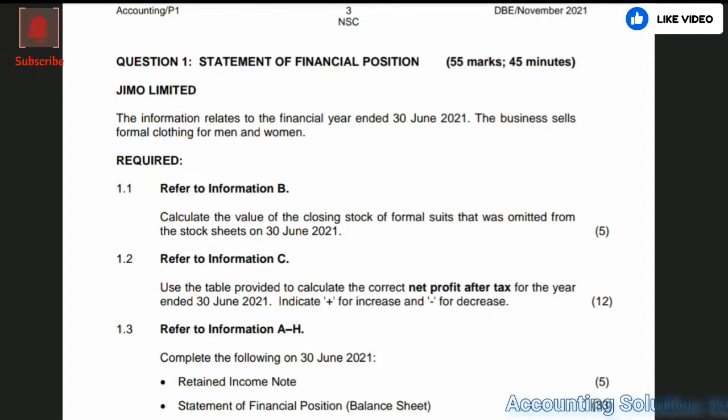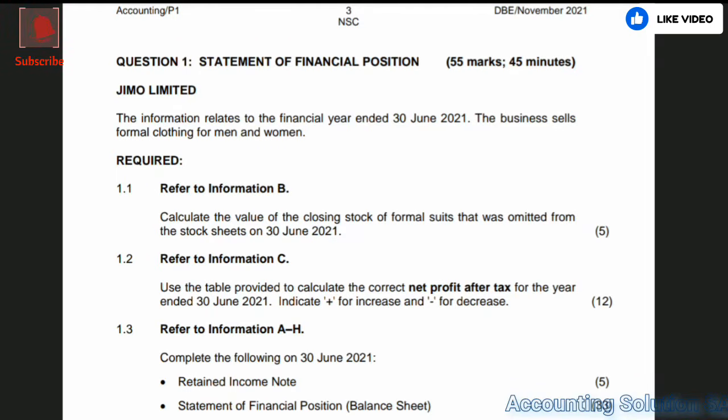However, we can't ignore 1.2 because they said refer to information number C. Use the table provided to calculate the correct net profit after tax for the year ended 30 June 2021. Indicate plus for an increase and minus for a decrease. The reason is that, guys, remember when we prepare our retained income note, we must have a balance of net profit after tax, which means that it's a must for you to firstly calculate 1.2 in order to get the balance that you are going to transfer when you prepare a retained income note.